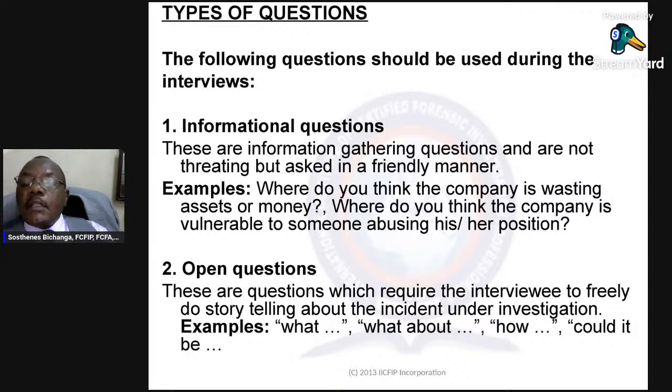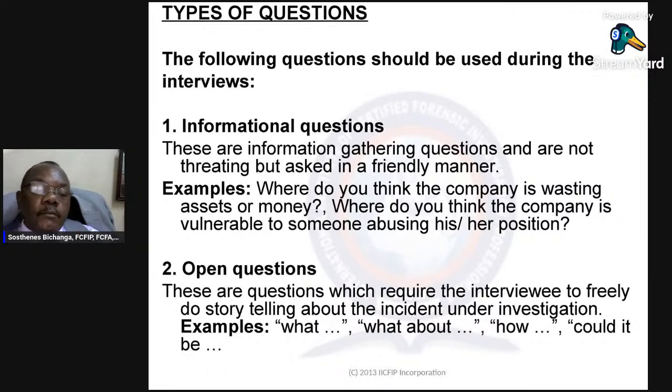Closed questions, these are the questions that require yes or no. They are not recommended during interviewing of witnesses, but you can use them towards the end of the interview to seek clarifications like, I hope I have given you enough time to answer questions. Do you have anything more to tell me? Yes or no? These closed questions are extensively used during interrogation, but they are discouraged and must be avoided during interviewing of witnesses.